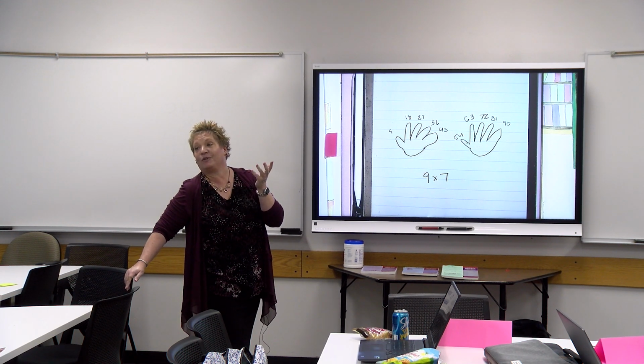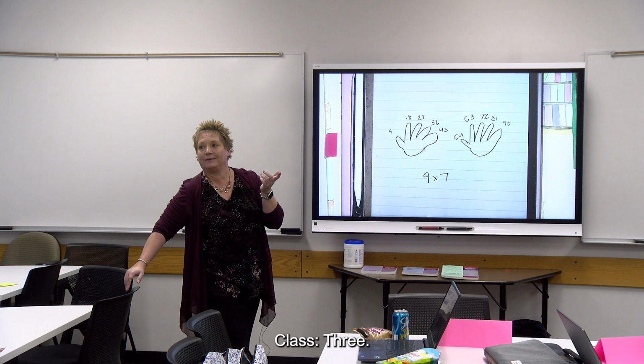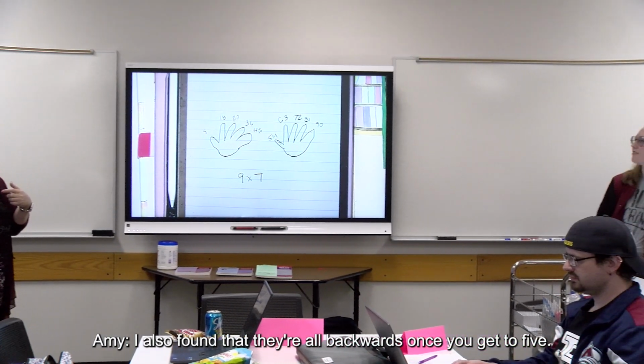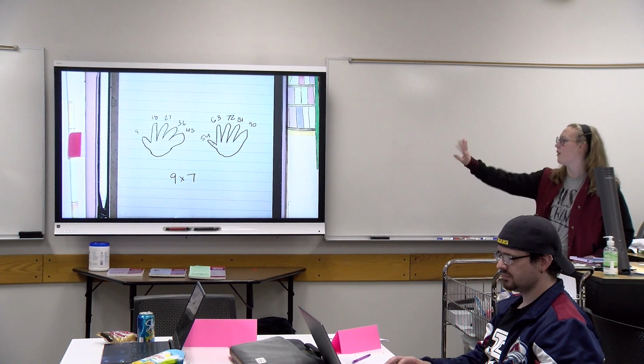So let's do 9 times 4. What's 1 less than 4? 3. What plus 3 is 9? 6. So 9 times 4 is 36. I also have found that they're all backwards once you get to 5. Yes, that's another way to look at it.